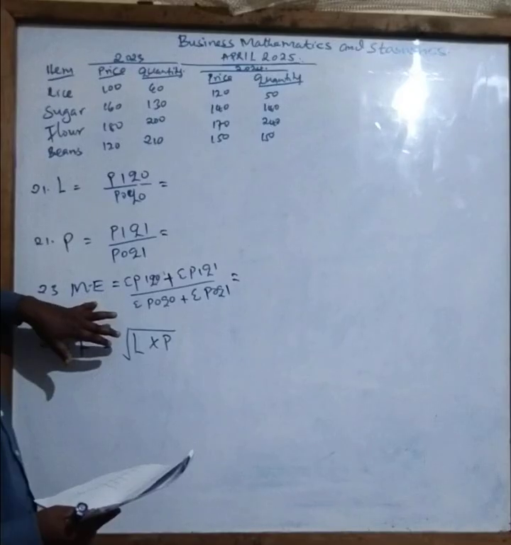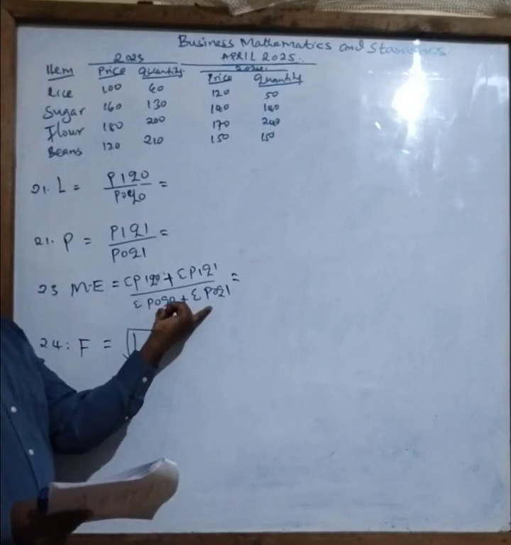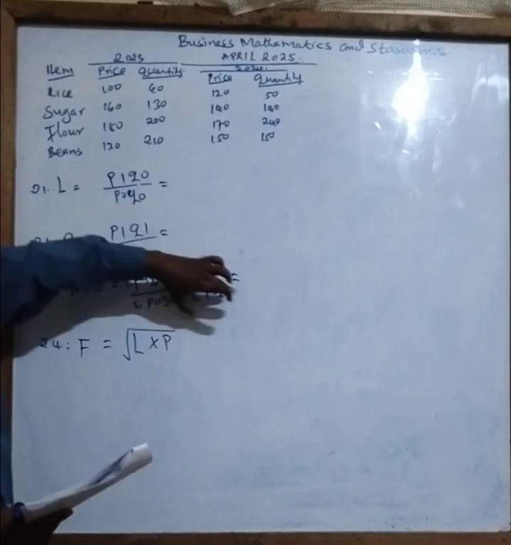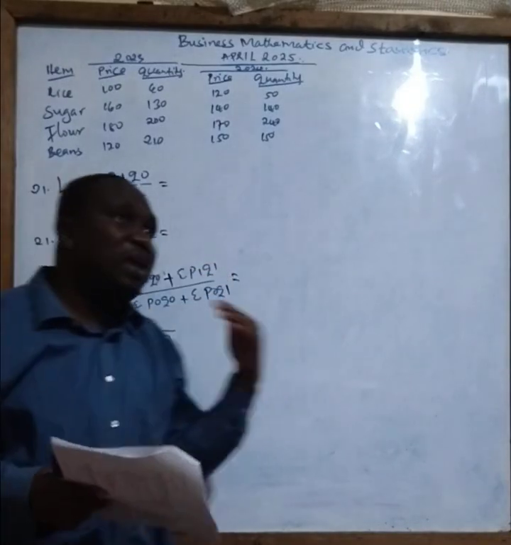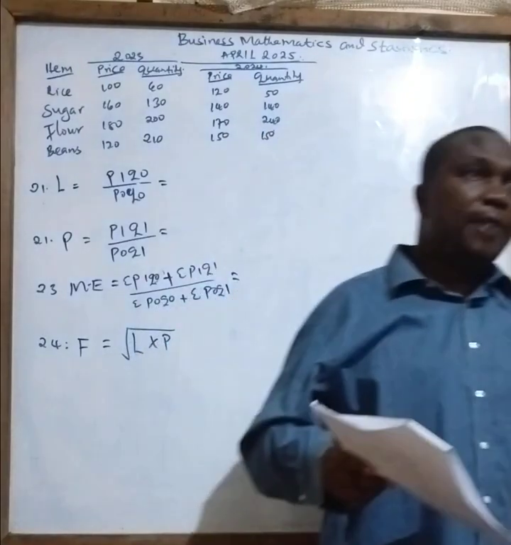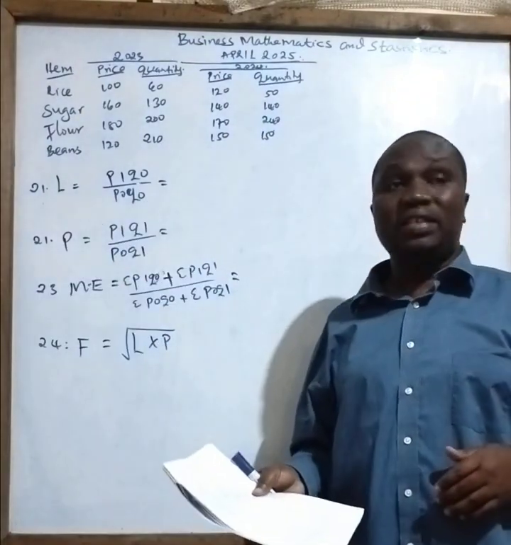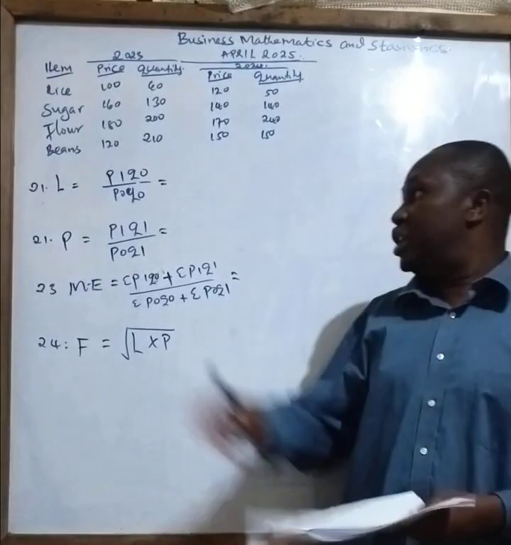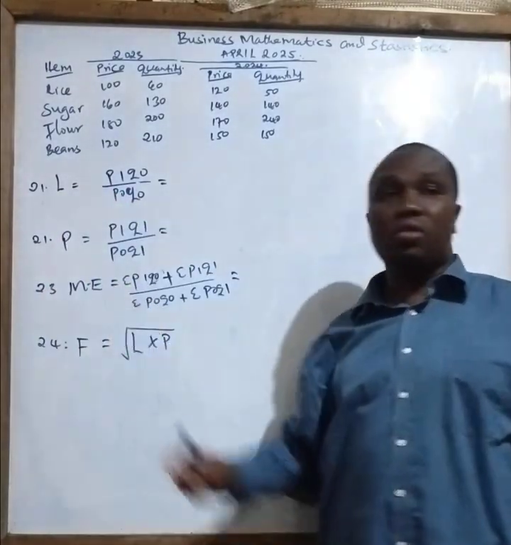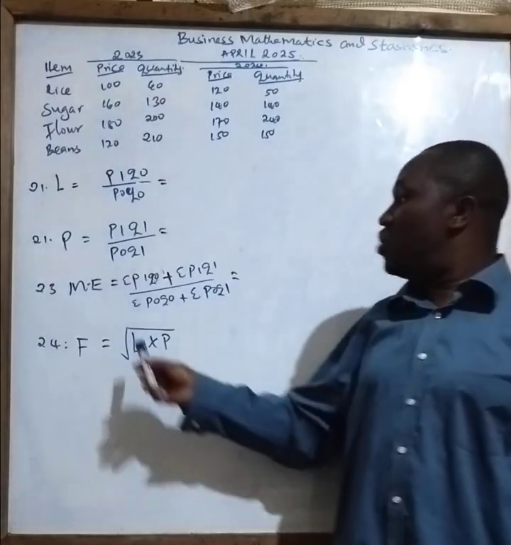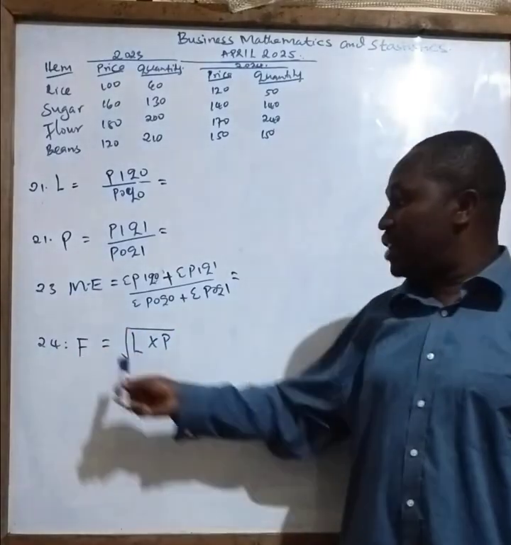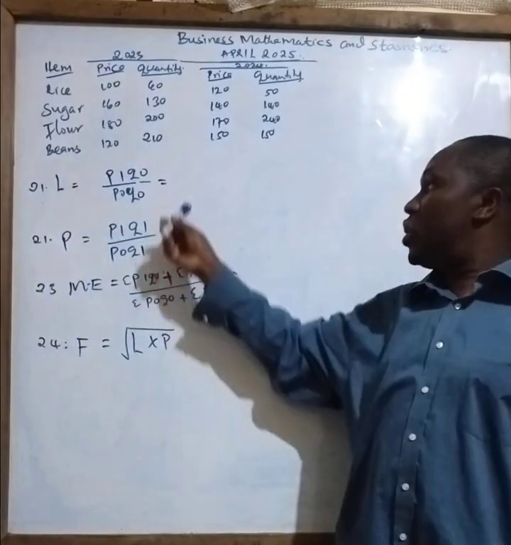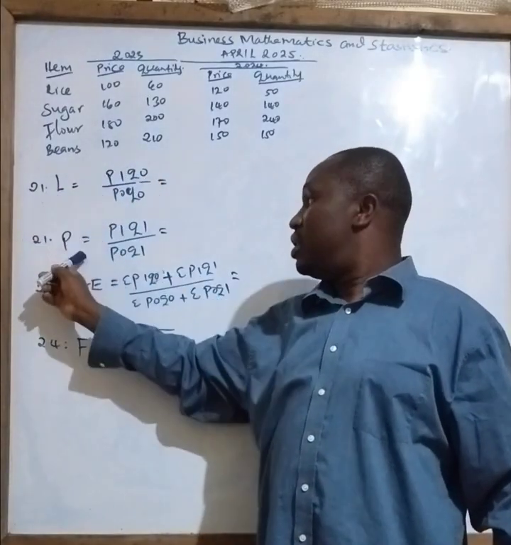You get Marshall Edgeworth. Then when you look at the denominator here, it is POCO, which is here, then POCI, which is here. So when you get the summation of the numerators of Laspeyres and Paasche, and divide by the summation of the denominators of the two, Laspeyres and this one, you get what you call what? Marshall Edgeworth. Then once you get this, for us to get the Fisher's ideal, it is just the root of the product of Laspeyres and Paasche.